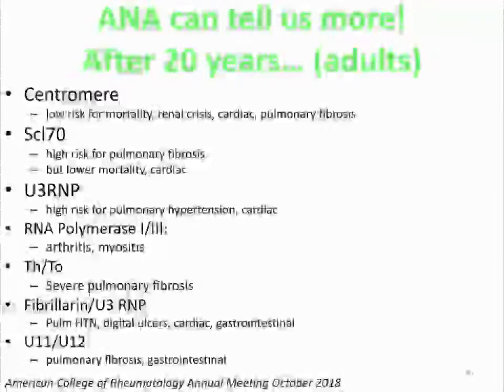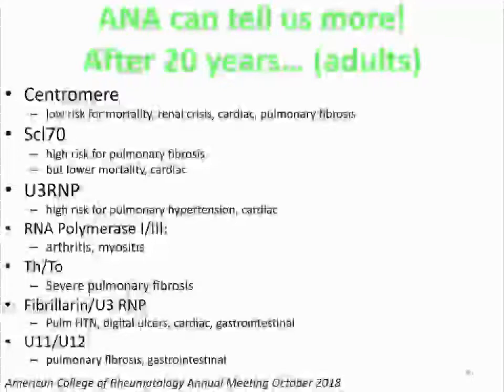So now we have a whole panel of these other proteins that are in the nucleus that we can test for. We send blood to Oklahoma, and they can do this big panel of tests. And they can give us a better hint as to who's going to get GI disease, who's going to get pulmonary disease.